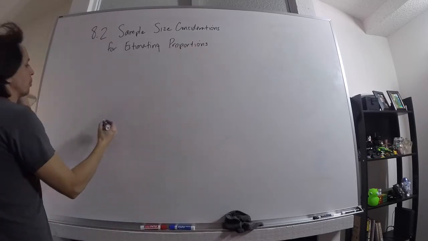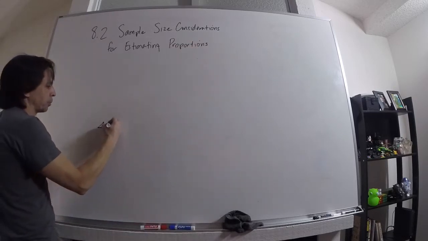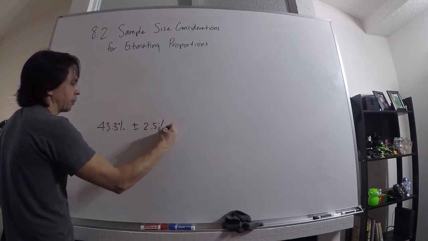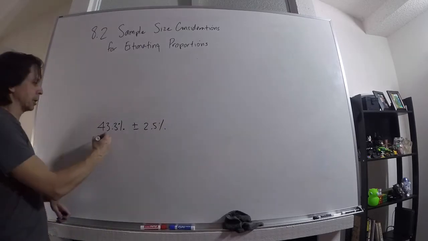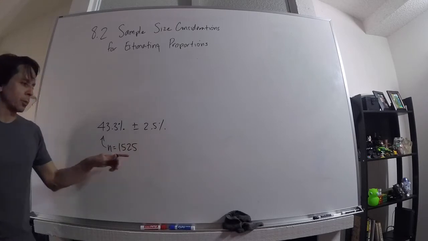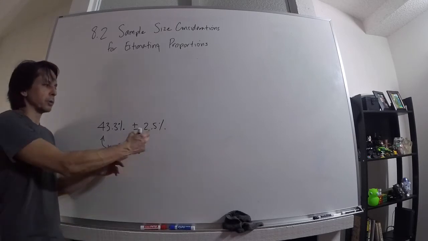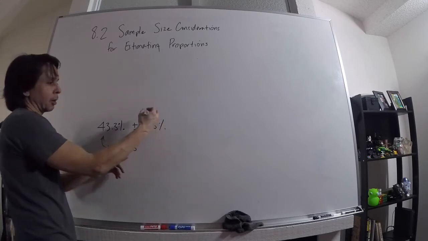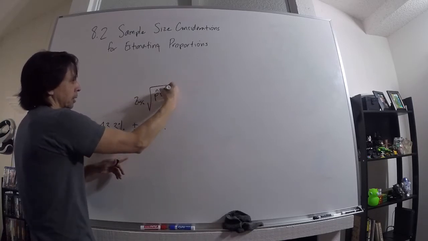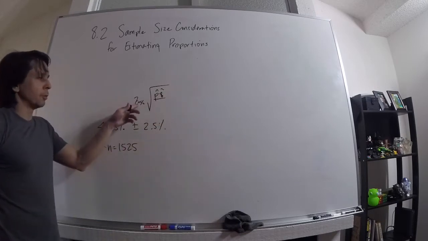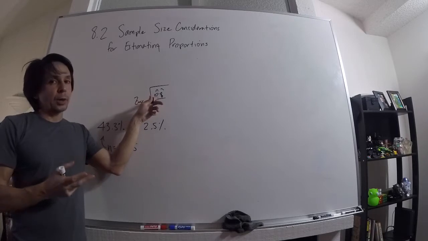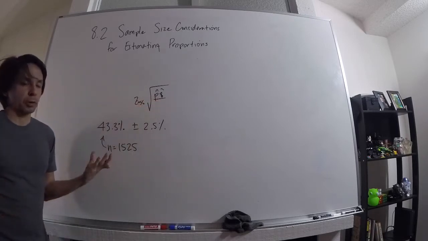We were taking a sample and finding out that 43.3% supported the president with a margin of error of 2.5%. And this is based on a sample, don't write this down, this is not my notes yet. This is based on a sample of 1525. And if you increase that, you'll reduce this margin of error, because the margin of error, if you recall, is based on this formula. If you're doing a 95% confidence interval, Z is fixed at 1.960. P hat and Q hat you don't control. It depends on how many people support the president.